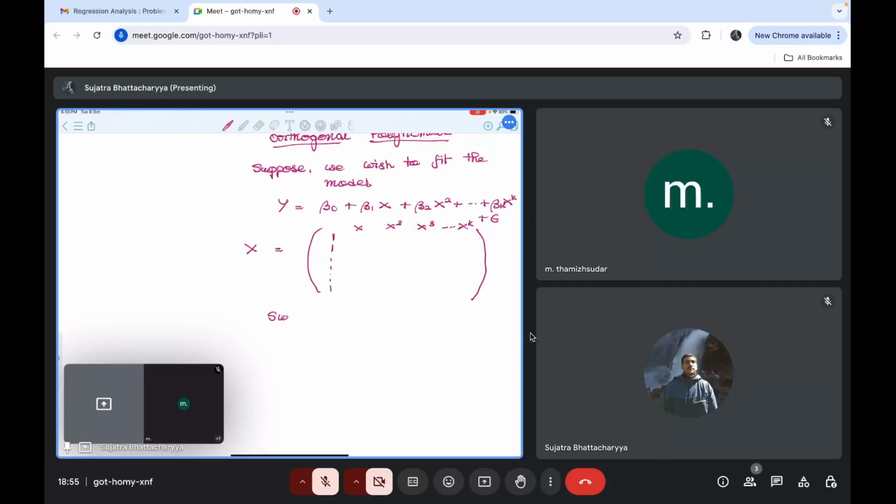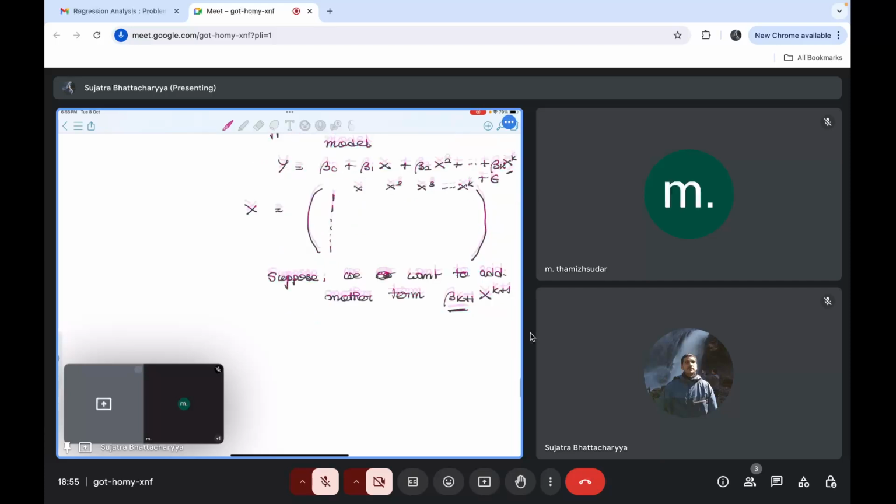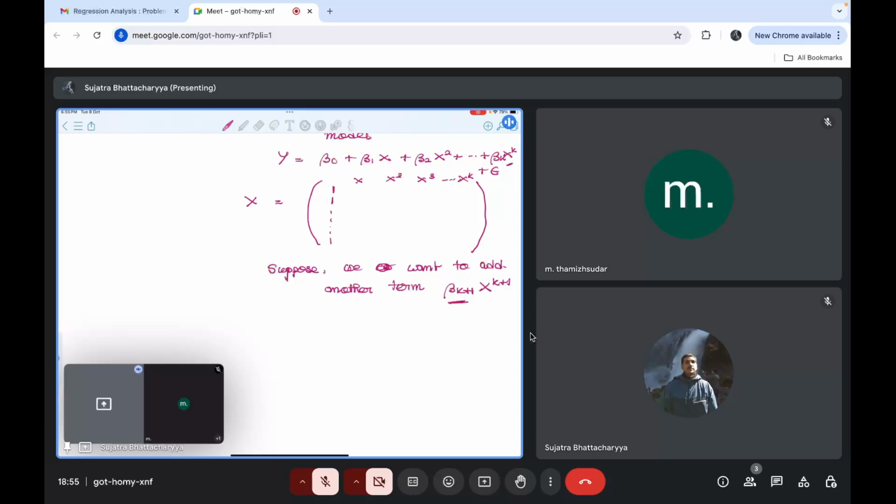But suppose we want to add another term. What is the term? Suppose beta k plus one. Since it is up to beta k x to the power k, let us add another term, as we sometimes need to. Now, if I do this, then remember all these beta naught, beta 1, beta 2, whatever we have seen for this model will not be valid after adding this term.